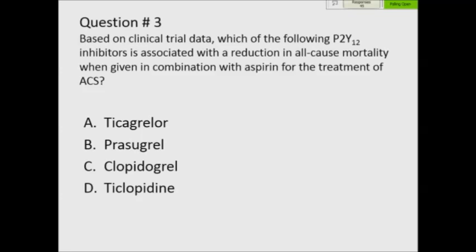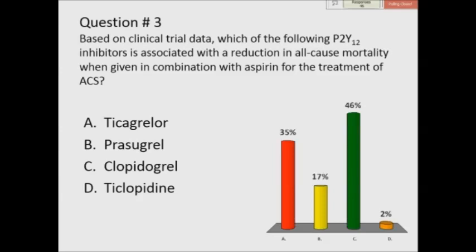My other disclaimer here is help me help you. The faster you get your answers in, the faster we go through the whole thing. So we're not going to get to our magic number. Oh, there it is, 46. All right, so mixed results across the board. The majority think clopidogrel, 17% prasugrel.